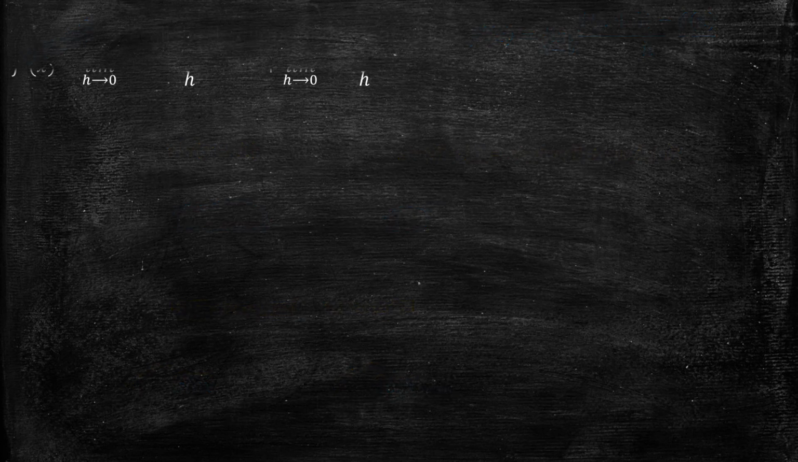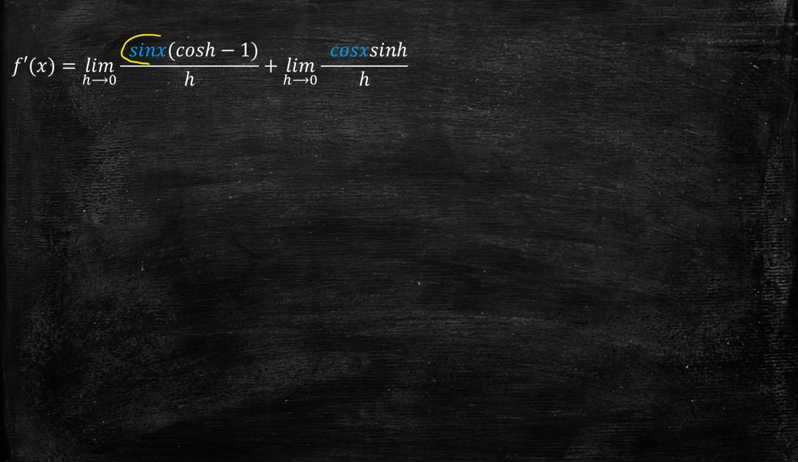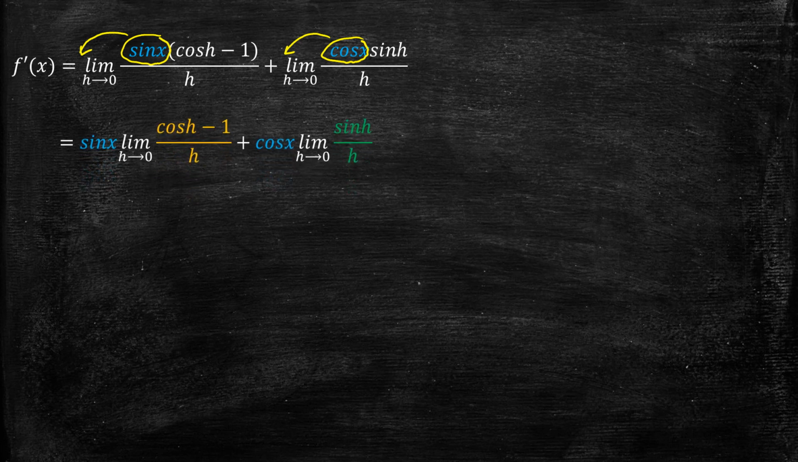So let me just bring up the expression for the derivative from the previous slide. And just to reiterate, both sine x and cosine x, because they don't have h's in them, are independent of h approaching 0. You can treat them like constants and bring them in front of the limit. So this expression becomes this.